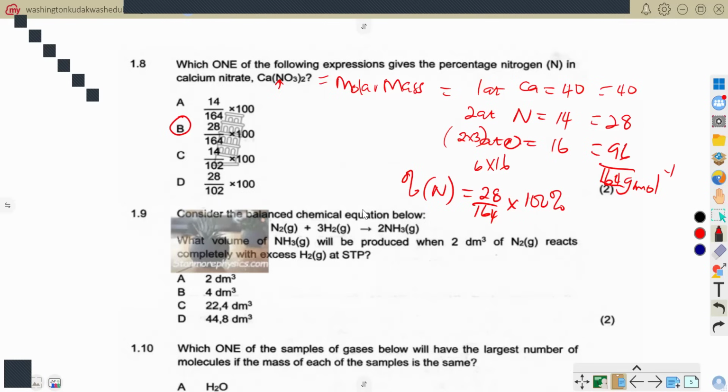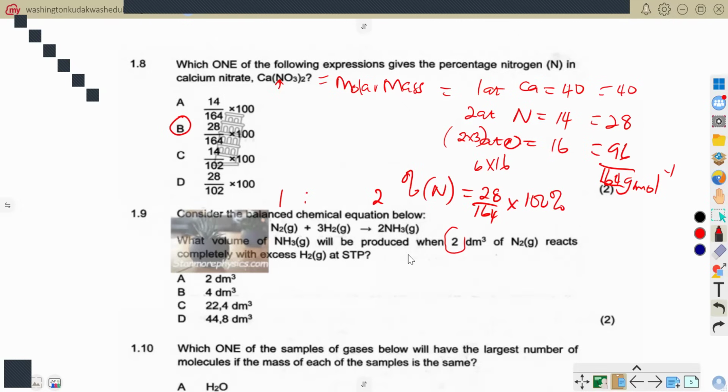So what we need to do here is to find the molar ratio of nitrogen being used as well as that of ammonia being produced, because we are given the volume for nitrogen. So you can see that 1 mole of nitrogen is producing 2 moles of ammonia. By doing that, you can calculate your number of moles of nitrogen, so that you'll be able to relate with the number of moles of ammonia being produced, so that you can calculate the volume of ammonia.